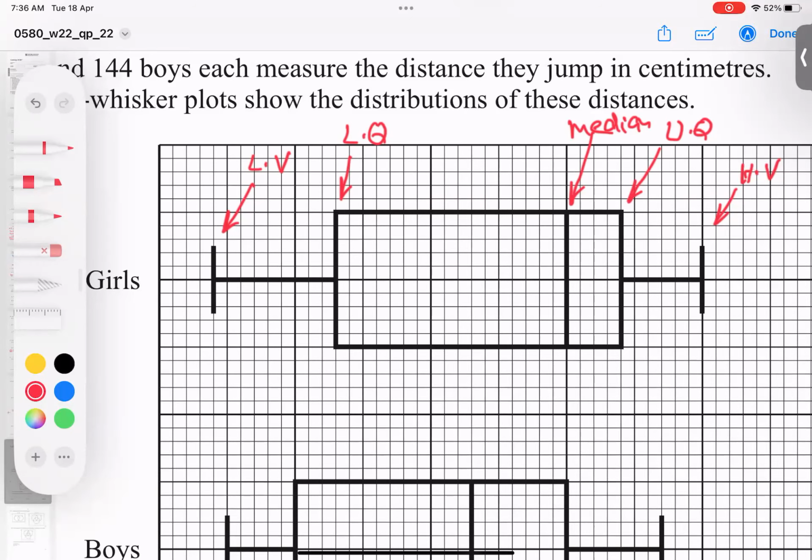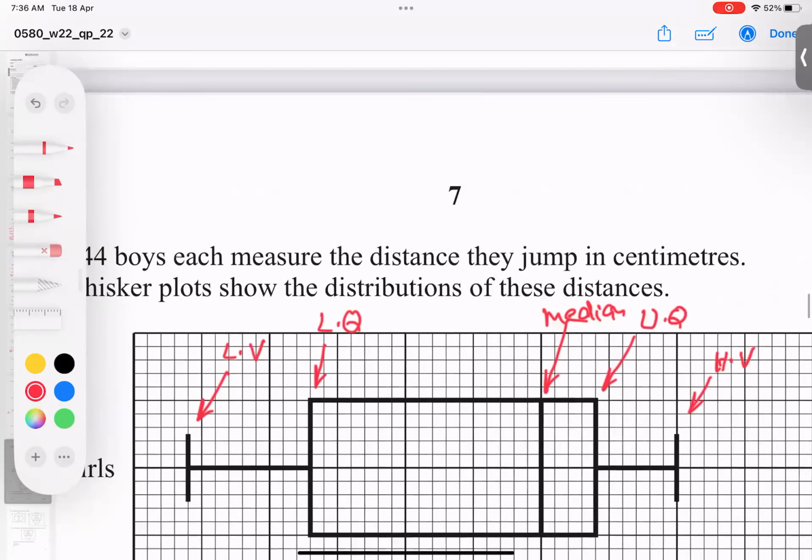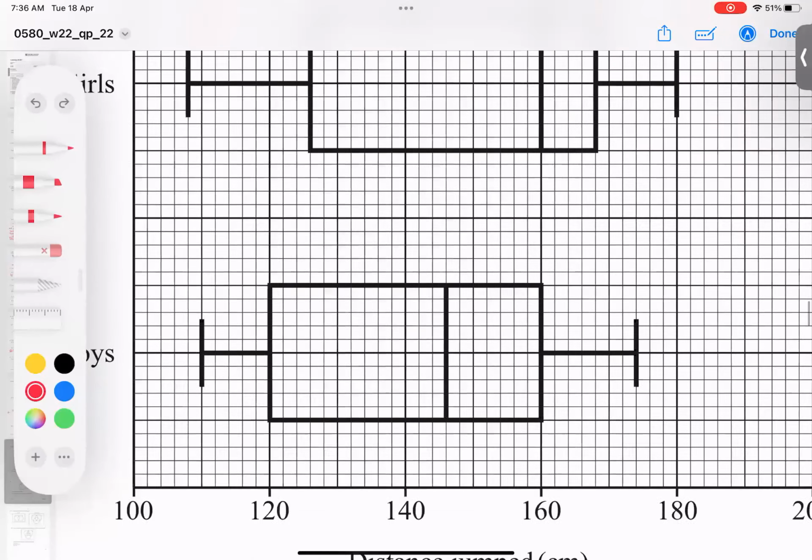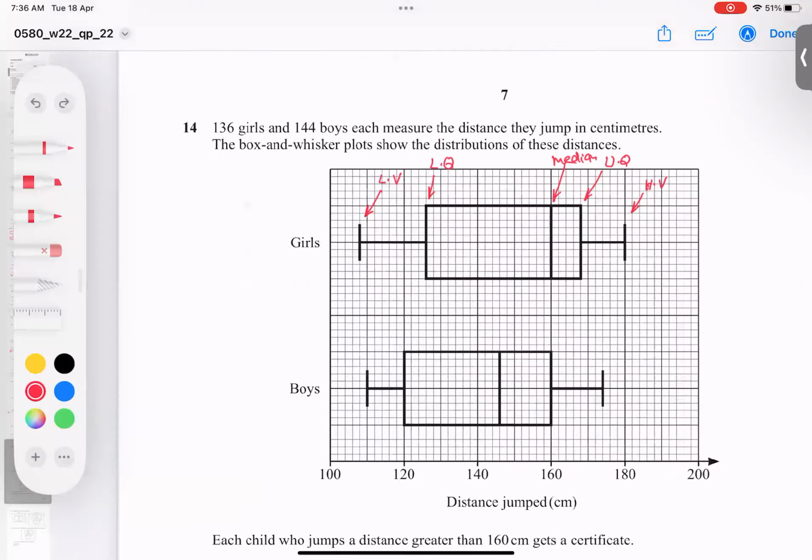We can say half, actually. Half value is 50%. For your knowledge, lower quartile is 25%. So this is 25%, and median is 50%, and upper quartile is 75%. So what question is he asking us?